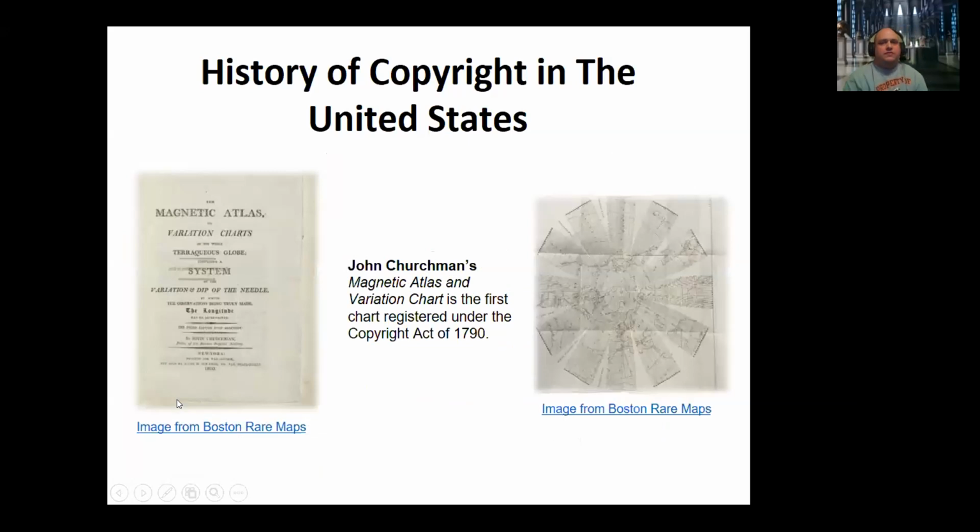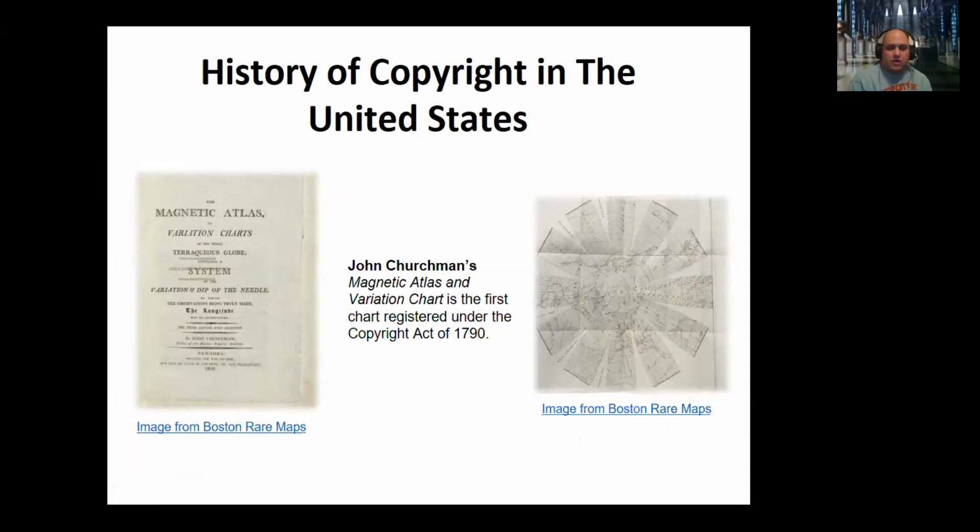So here is the very first item to ever receive a copyright under that new clause, John Churchman's Magnetic Atlas and Variation Charts. A little bit about John Churchman. He lived from 1753 to 1805. He was an American mathematician, surveyor, and mapmaker, and for many years he held the official post of surveyor for Chester, Delaware, and other parts of Berks and Lancaster counties in Pennsylvania.